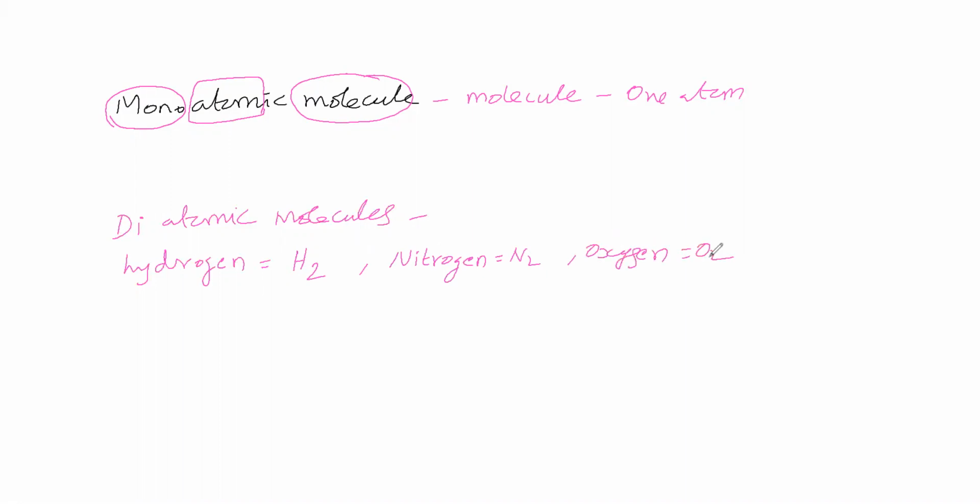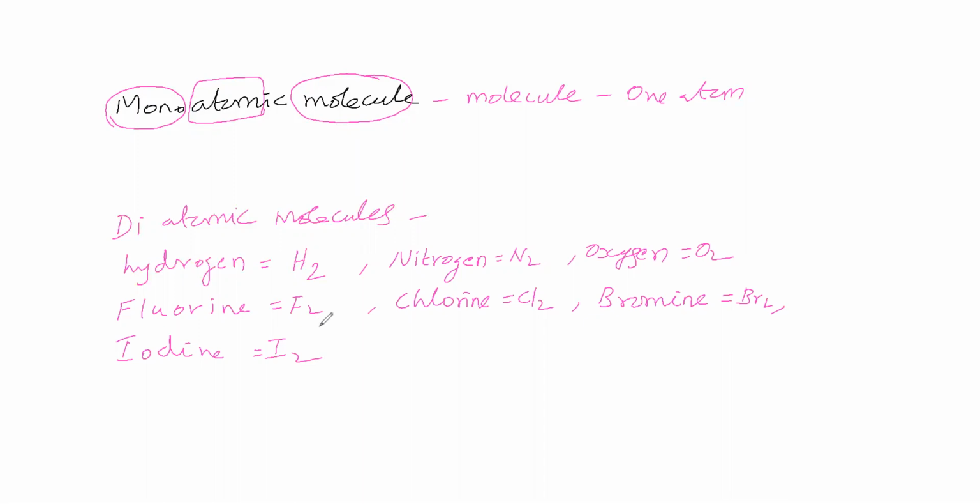That formula is O2. Next, fluorine is a diatomic molecule. That formula is F2. Next, chlorine is a diatomic molecule. That formula is Cl2. Next, bromine is a diatomic molecule. That formula is Br2. Then iodine is a diatomic molecule. That formula is I2.